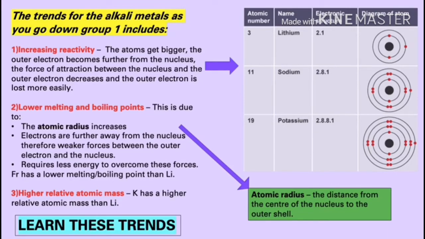Number 2. They have a lower melting and boiling point as you go down the group. This is because the atomic radius increases, which makes the electrons further away from the nucleus. Therefore, there are weaker forces between the outer electron and the nucleus, so it requires less energy to overcome these forces. Finally, number 3. Higher relative atomic mass. So potassium has a higher relative atomic mass than lithium. Trends is a really good question to come up in the exam, so learn these trends.